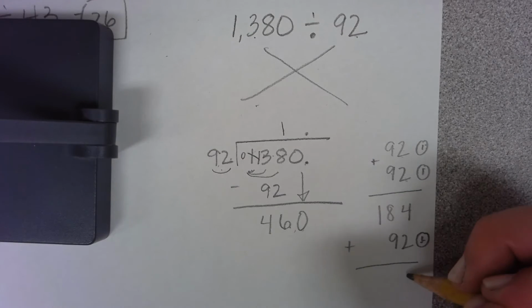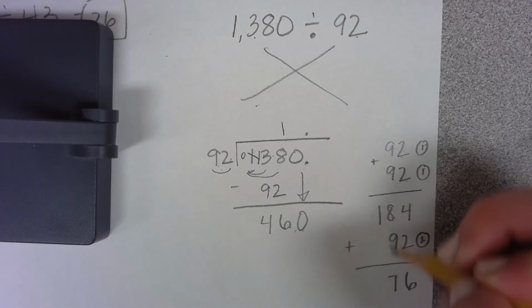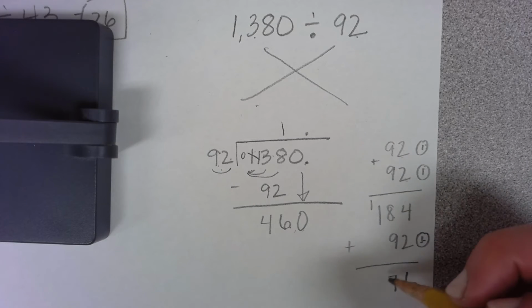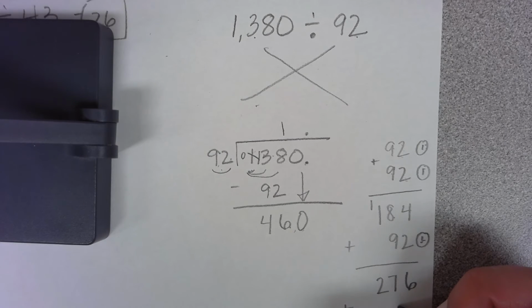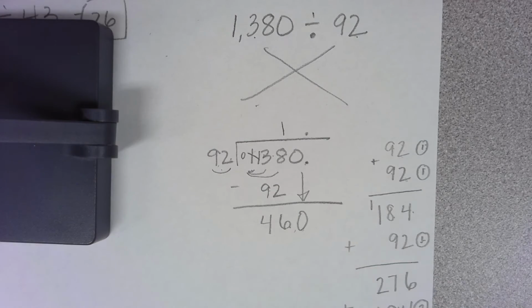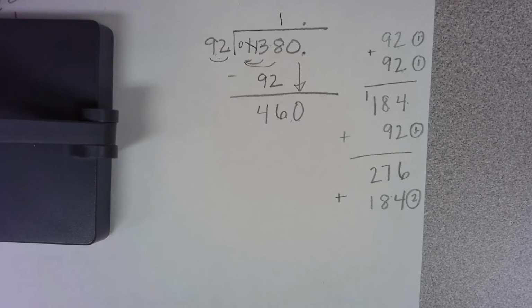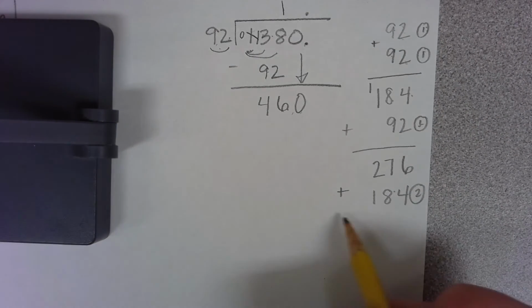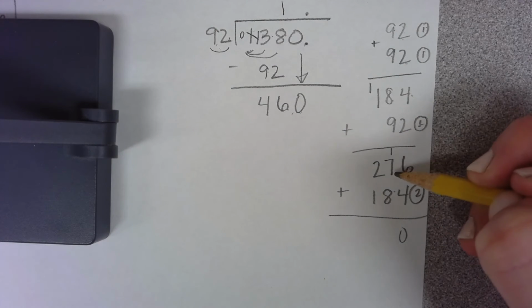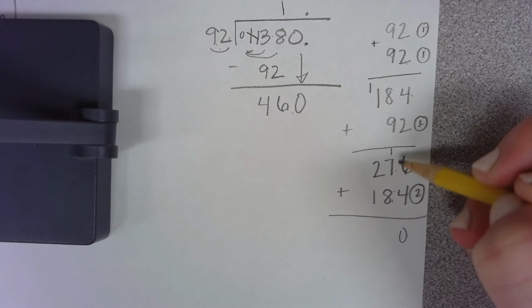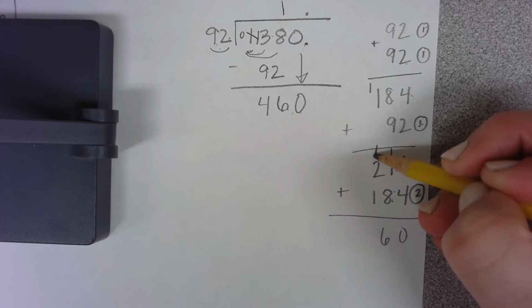4 plus 2 is 6. 8 plus 9 is 17. 1 plus 1 is 2. So I'm at 276. So I can probably add at least one more, but let's try 2 more. Let's just try it. So now my little number is going to be a 2 because I know that 184 is equal to 2 groups of 92. All right, so let's try. 6 plus 4 is 10. 7 plus 8 is 15. Plus 1 is 16. Looking good so far.